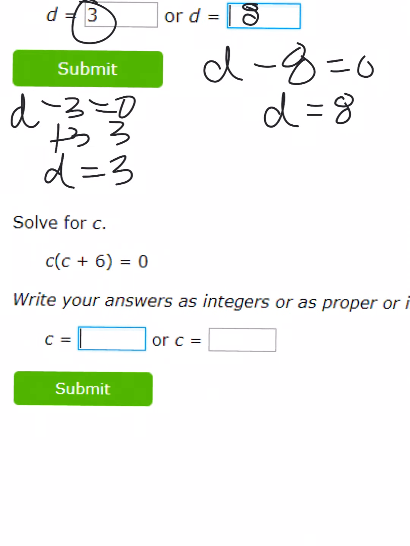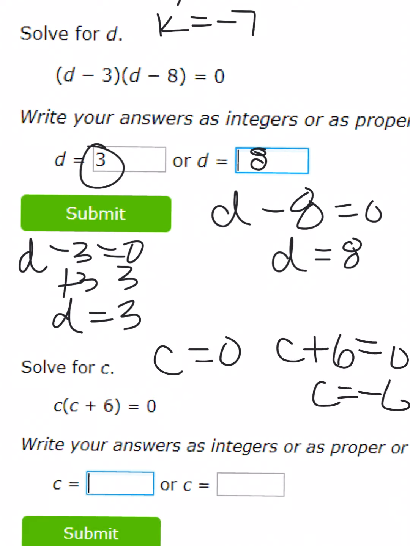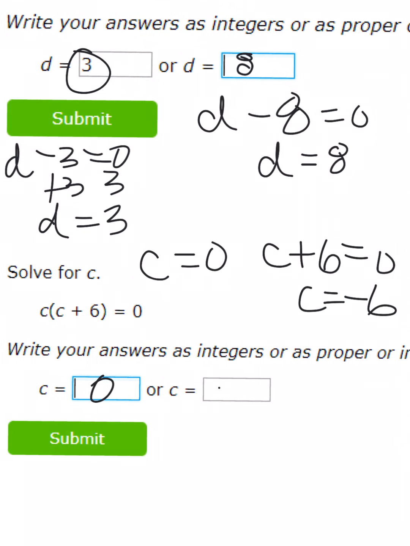Okay, when you come down to here, we either have c equal to 0 or c plus 6 equal to 0. Up here, you had two binomials set equal to 0. Here we have a monomial multiplied by a binomial. Same thing though, we set both equal to 0. c equals 0, c plus 6 equal to 0, subtract the 6 over, c equals -6. So your answer is 0 and -6.